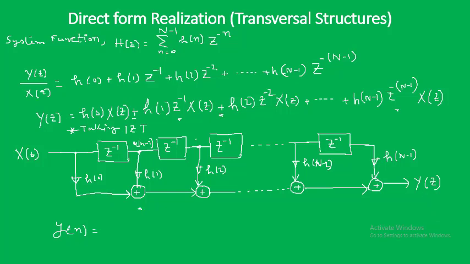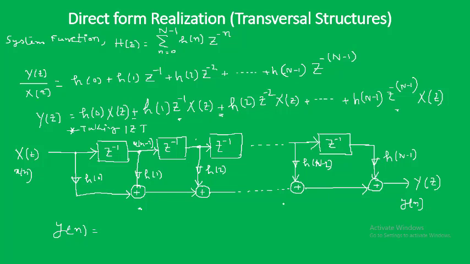So in time domain, at this point you are providing x of n, and here we need to use the arrows so that they show the flow of the signal, and at this point you are getting y of n in time domain. That is how we represent it.